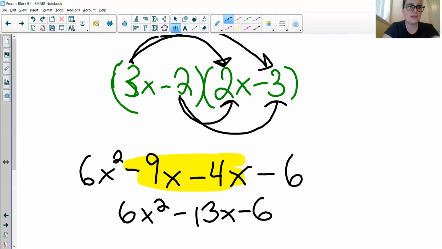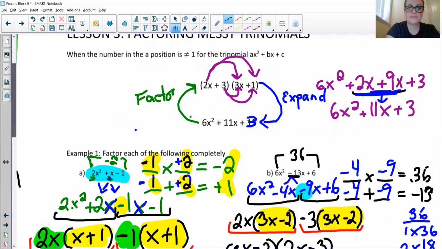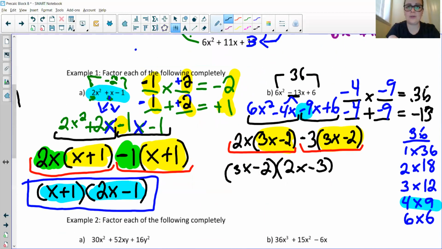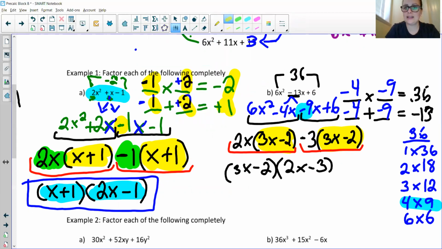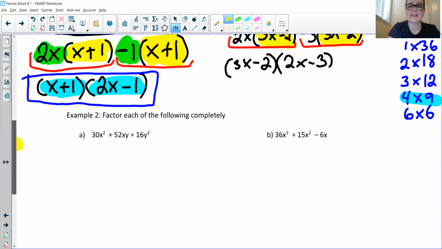And is that the same expression we started out with? Is that the same thing that we see right here? Yes, it is. So we get to pat ourselves on the back and feel good about ourselves.